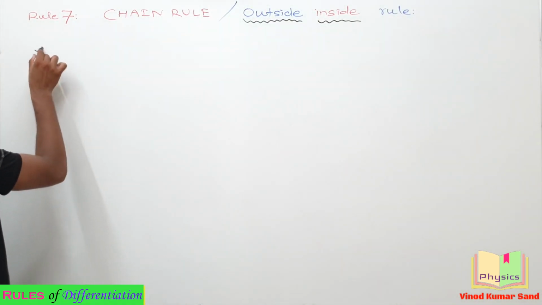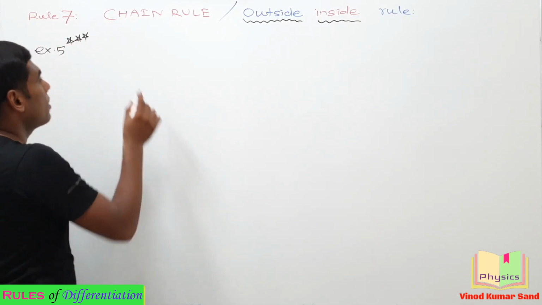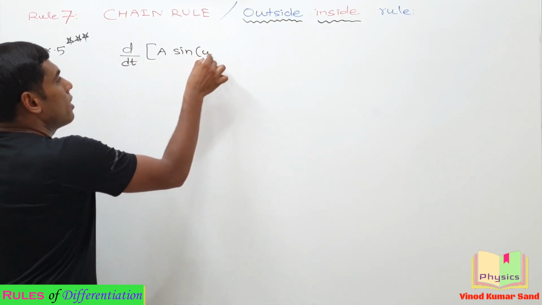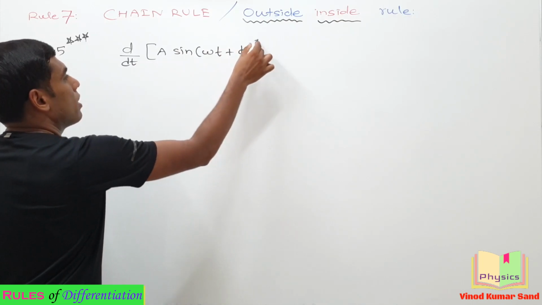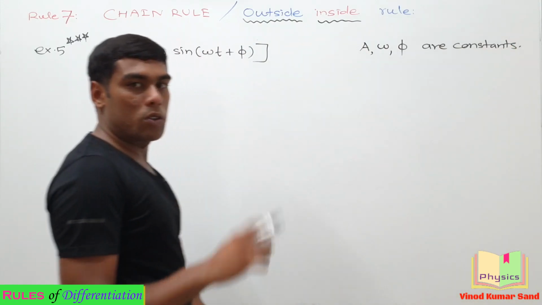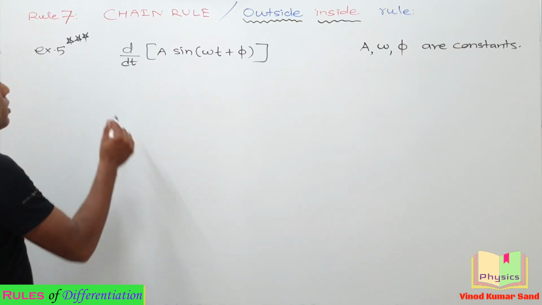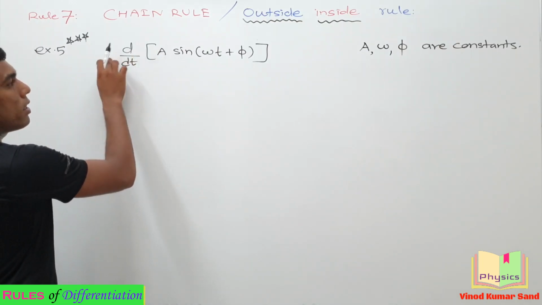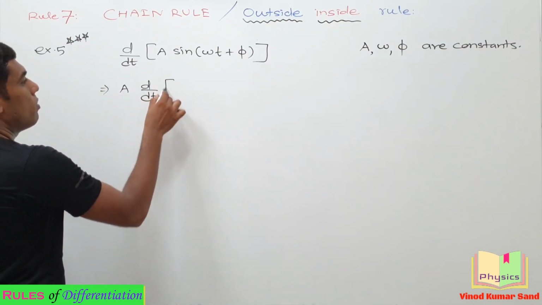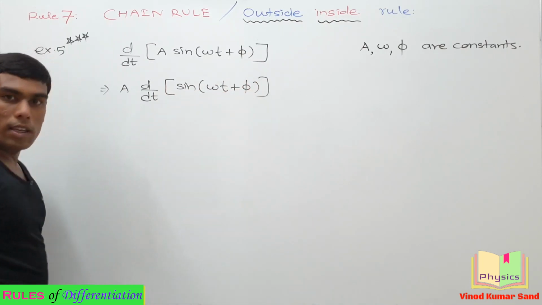Taking up example number 5, and it's pretty important in physics. Many times we will be using it. You have to obtain d by dt of a sine omega t plus phi. a, omega and phi are constants. It's given to you. You can pause the video and give it a try. I'm solving it on board. Since a is a constant, it will be taken outside. So it will become a d by dt of sine of omega t plus phi.